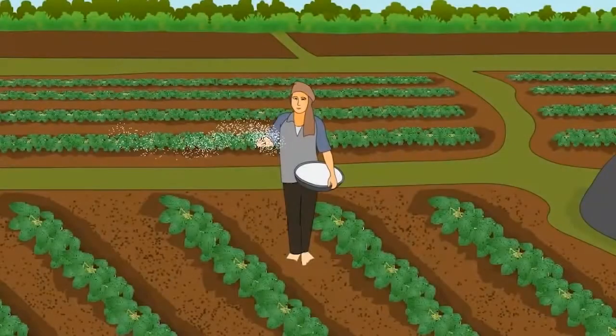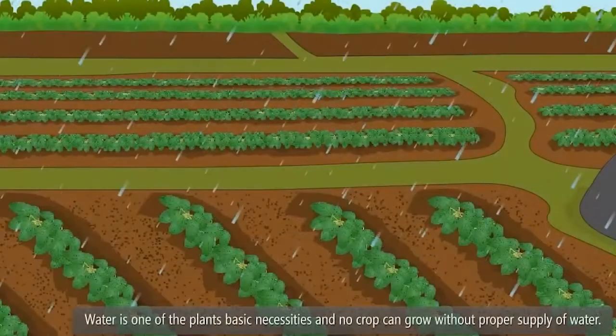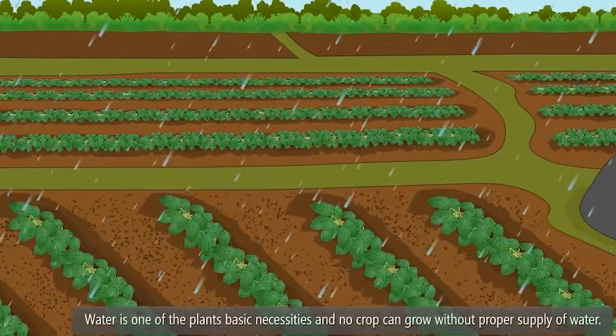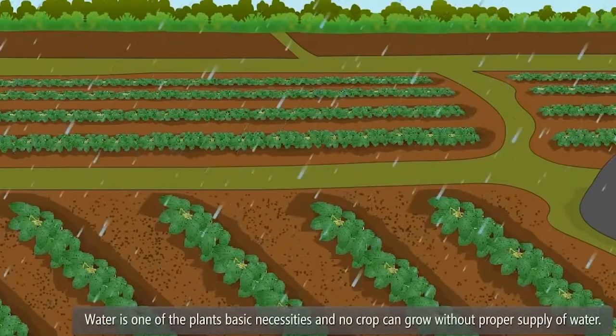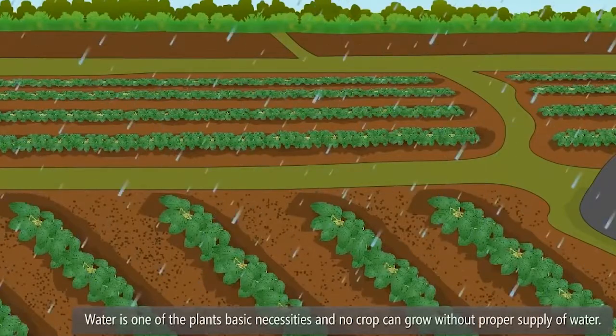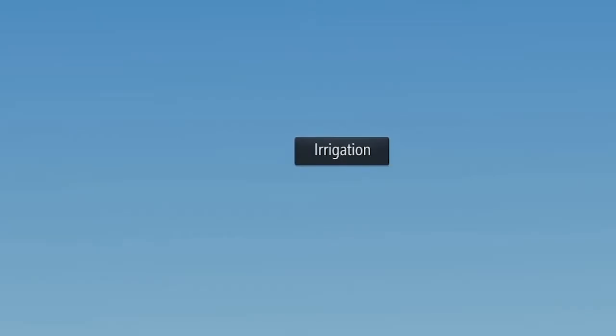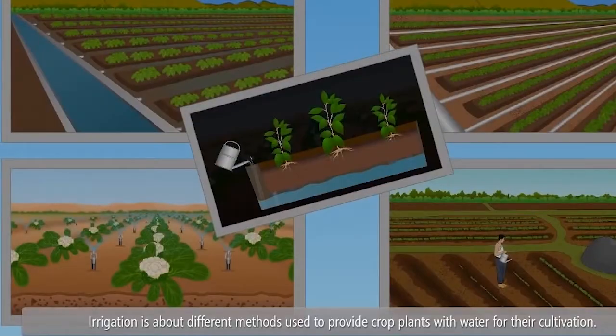Fertilize and water the soil based on plant needs. Water is one of plants' basic necessities, and no crop can grow without proper supply of water. Irrigation. Irrigation is about different methods used to provide crop plants with water for their cultivation.